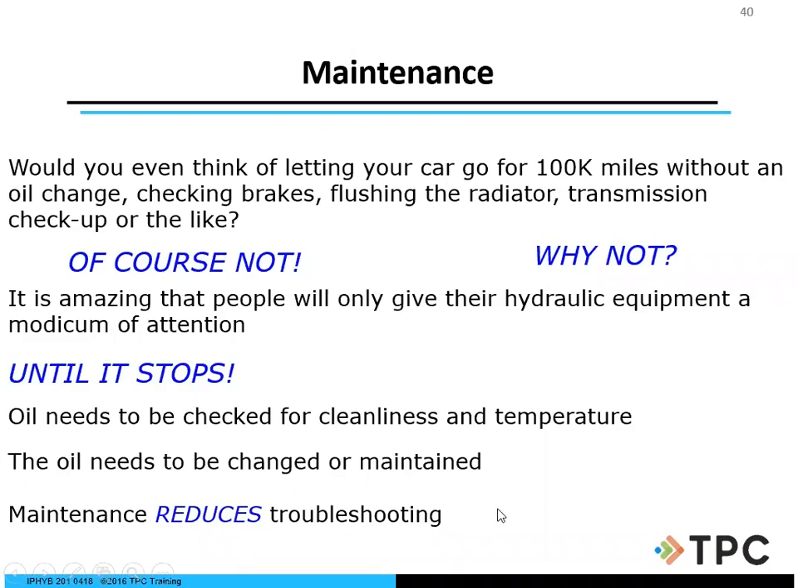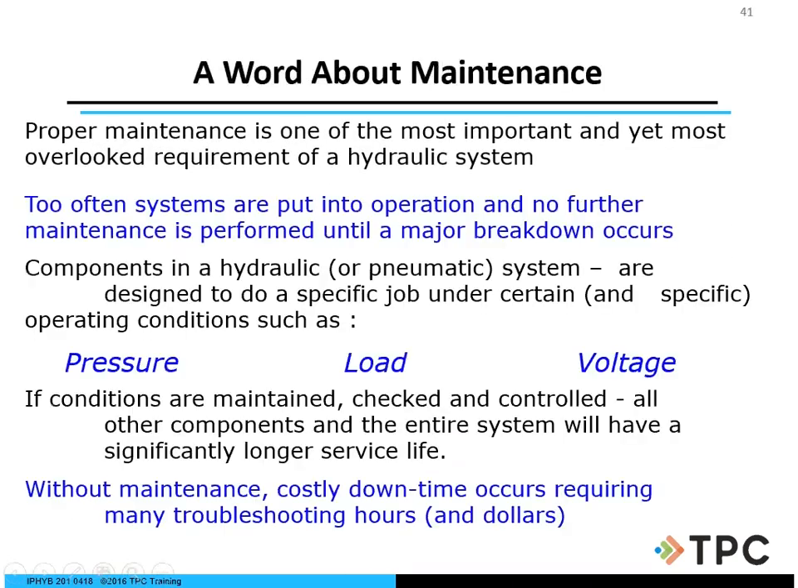Maintenance reduces troubleshooting 100%. So proactive maintenance, you've got to be proactive in your hydraulic system. So look ahead, look at the predictive maintenance technologies that you're actually using. We need to see what we can do for our filters and filtration and so forth. Proper maintenance is one of the most important yet most overlooked requirements of a hydraulic system, 100%. So we need to look at our pressure, our loads, our voltages for our solenoids. What are we using?